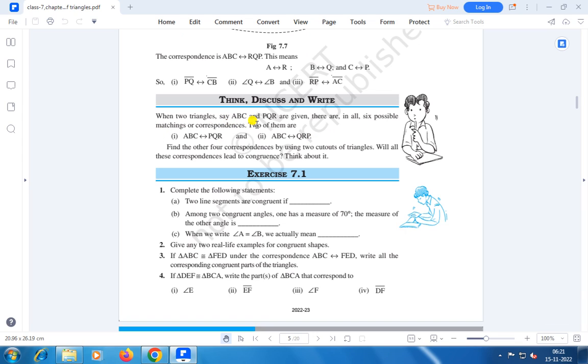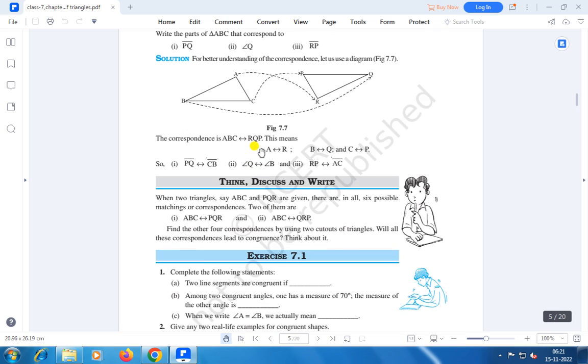When two triangles, say ABC and PQR, are given, there are in all 6 possible matchings or correspondences. Two of them are ABC corresponds to PQR and ABC corresponds to QRP. Find the other 4 correspondences by using two cutouts of triangles. Will these correspondences lead to congruence? Yes.